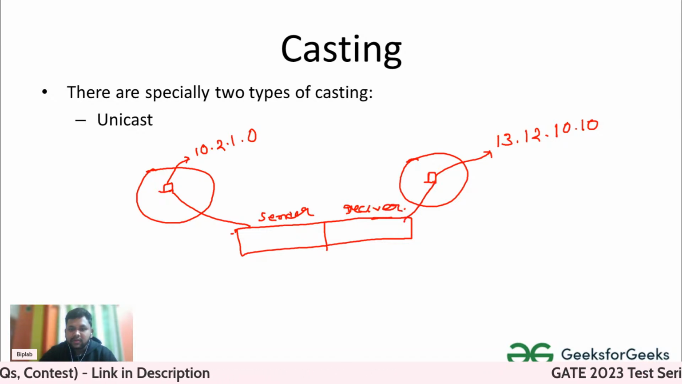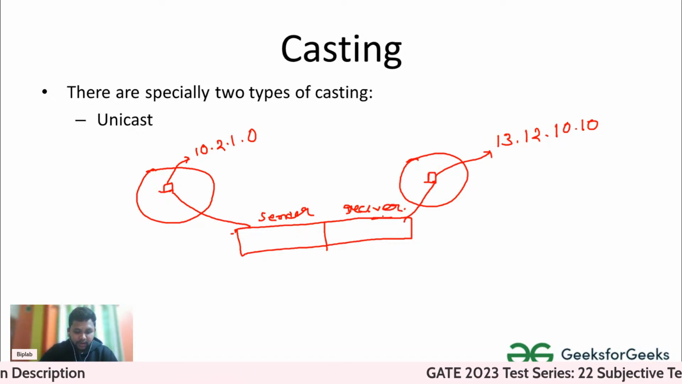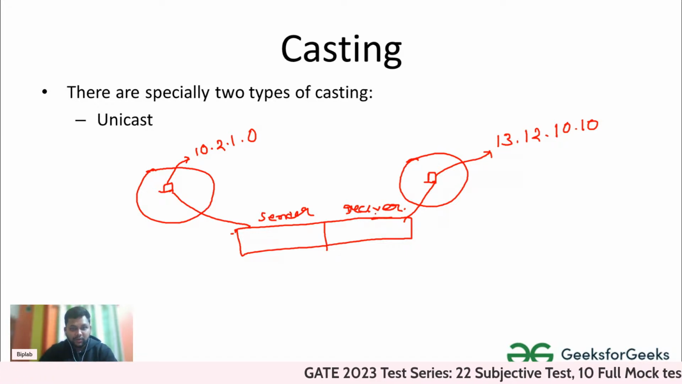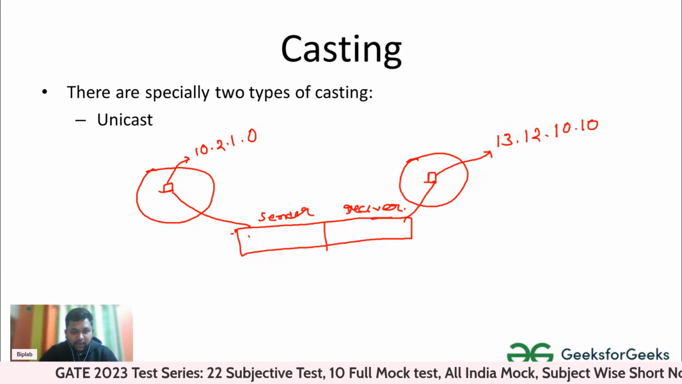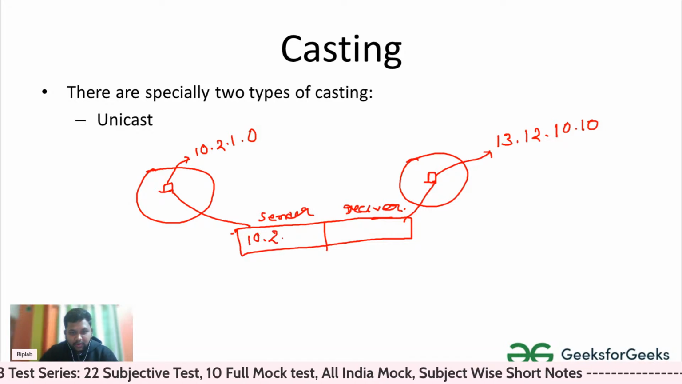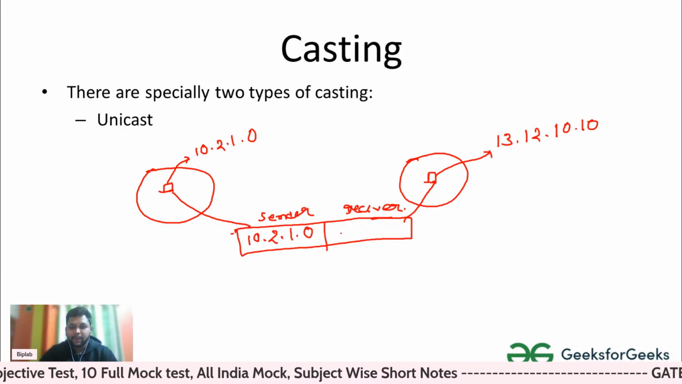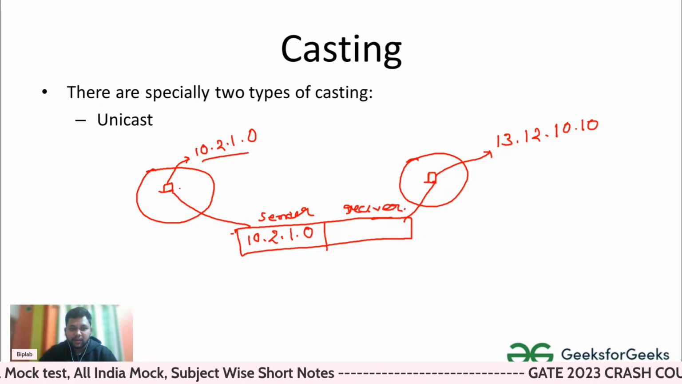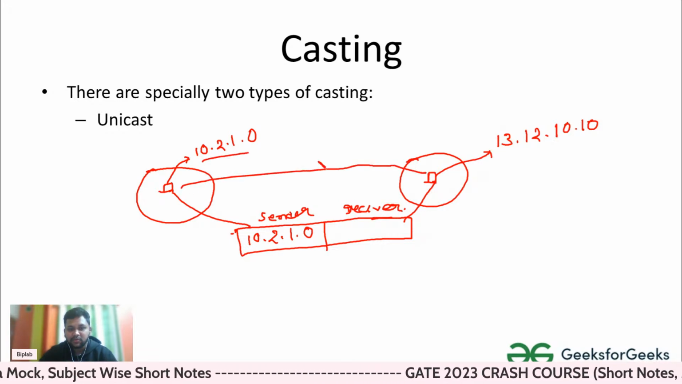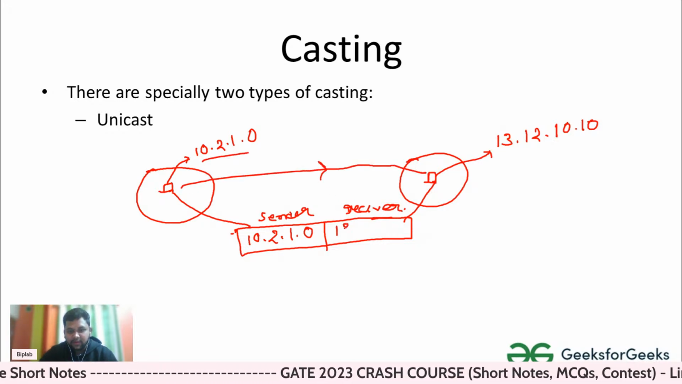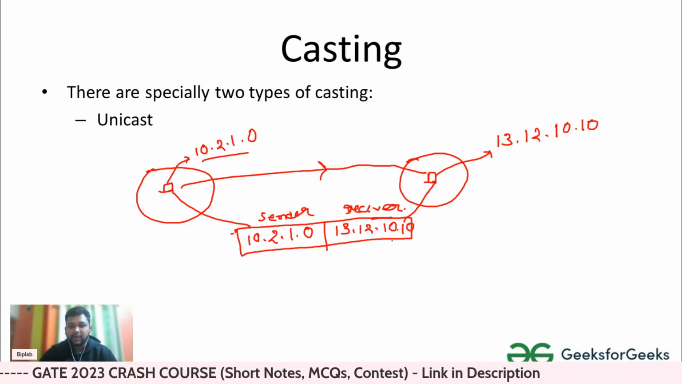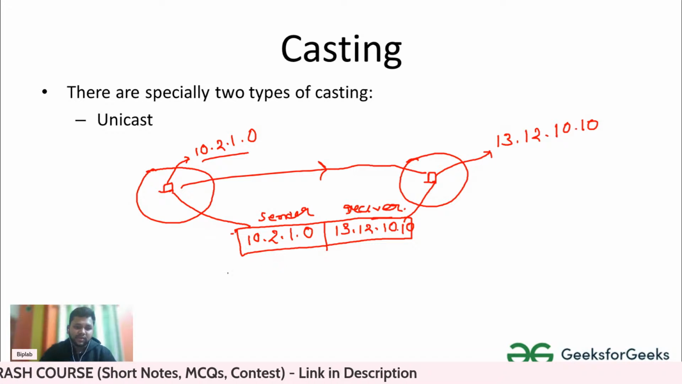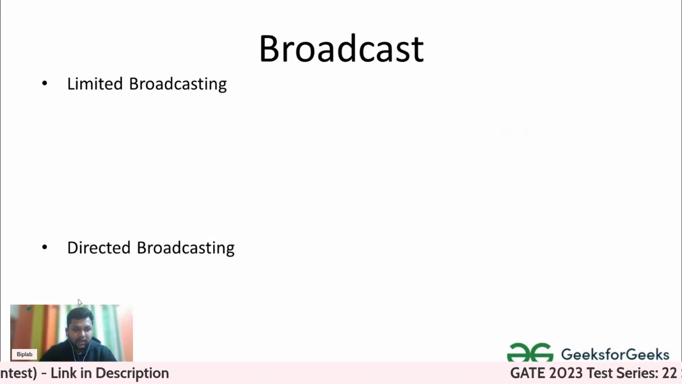So unicast means you want to send data to only one user. The sender will have 10.2.1.0, and he will send the data to this user, and the receiver will have the IP address 13.12.10.10. So this is unicast. This is the simplest one. Possibly you have understood this clearly.